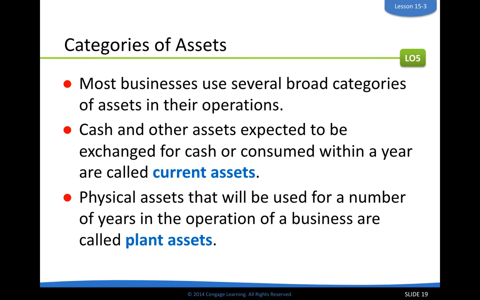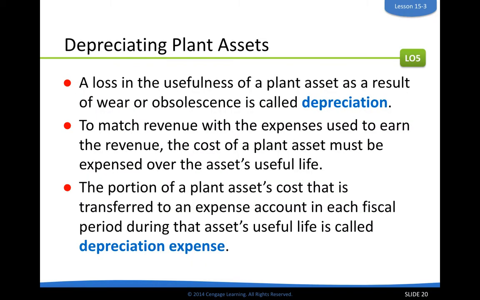So cash, supplies, prepaid insurance, those would all be assets that have value, and they'd be considered current assets because you're going to use them within a year. Plant assets, on the other hand, are physical assets such as vehicles, machinery, even things such as printers. Things that you will use for a number of years are called plant assets. You use them for a number of years, but the value of them decreases, and that is called depreciation, when the value of something decreases over time.